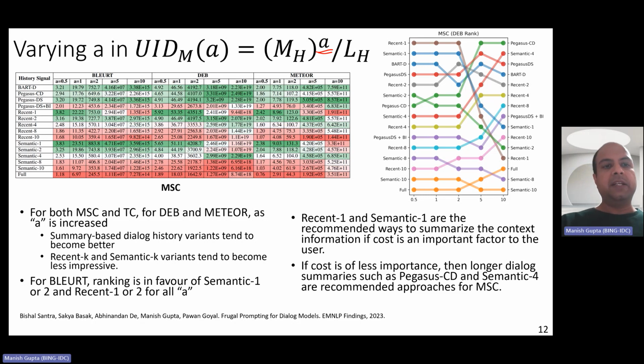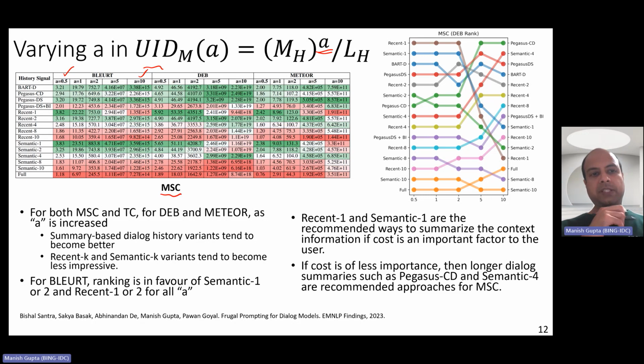So we basically varied it from 0.5 to 10, right? And what you see in the table are results for MSc; the results for TCR are in the paper. You can look at them later, right? We computed the UID values by varying these values of A from 0.5 to 10. Okay. Now, there are interesting observations here.